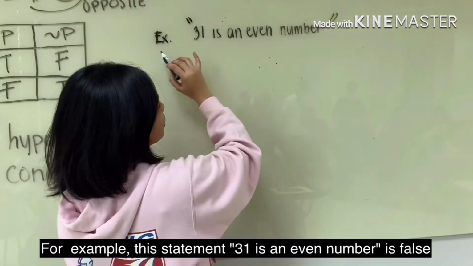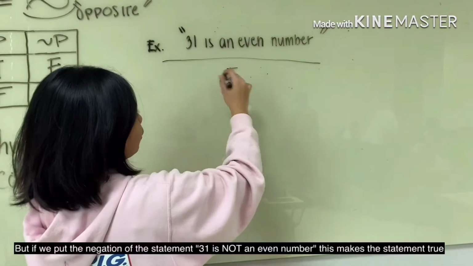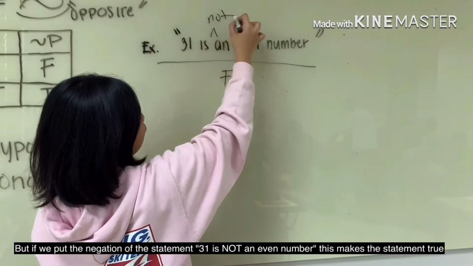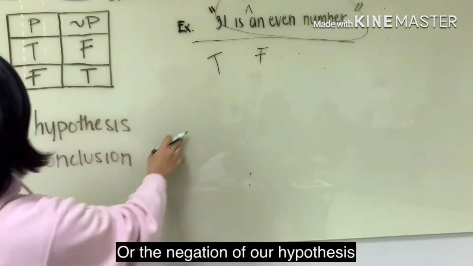For example, this statement, 31 is an even number, is false. But if you put the negation of the statement, 31 is not an even number, this makes the statement true, or the negation of our hypothesis.